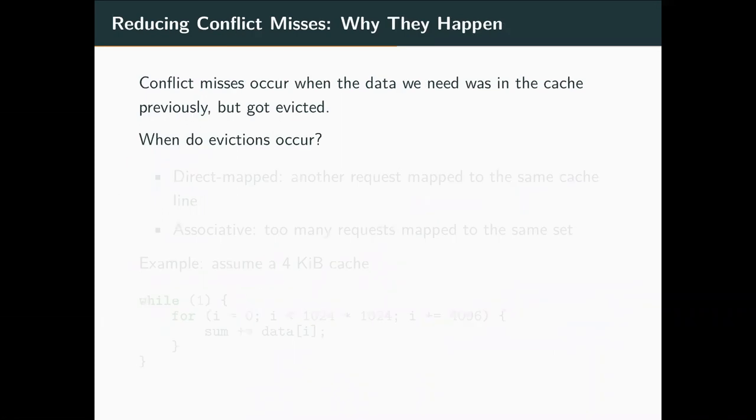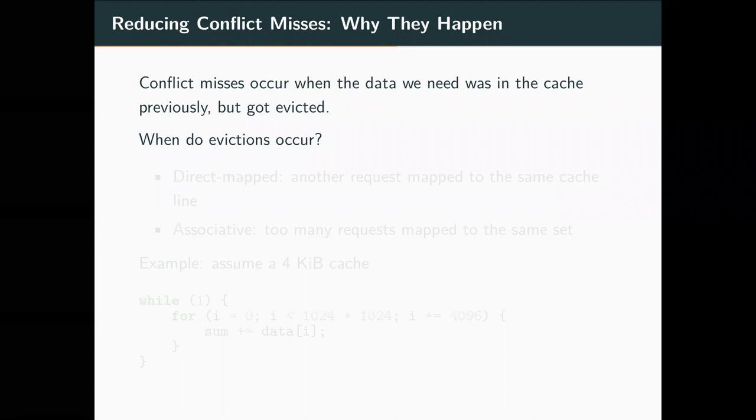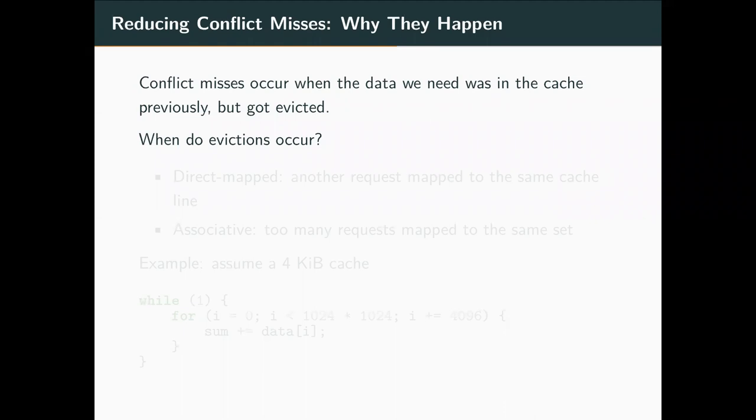So let's talk about the next category of misses. This one's conflict misses. These are the ones that occur when you have some data in the cache and then you evict it and then you need it again and you need to reload it. So when do these occur? This is the real question that we have to answer before we can figure out mitigation.